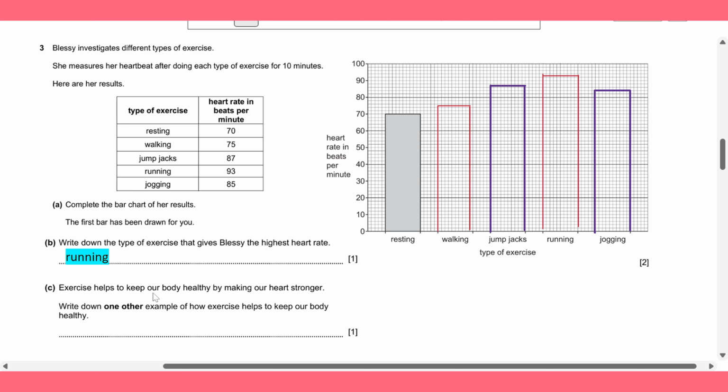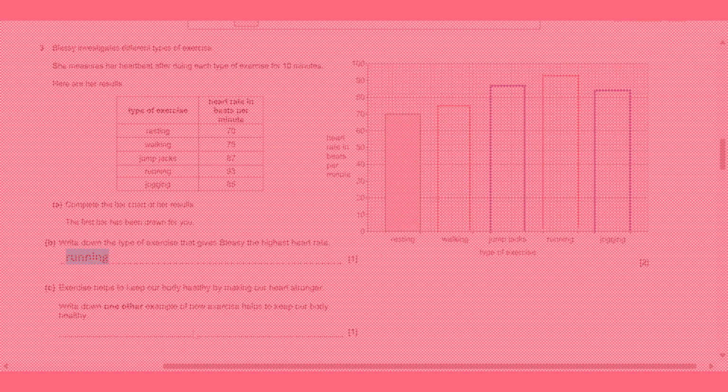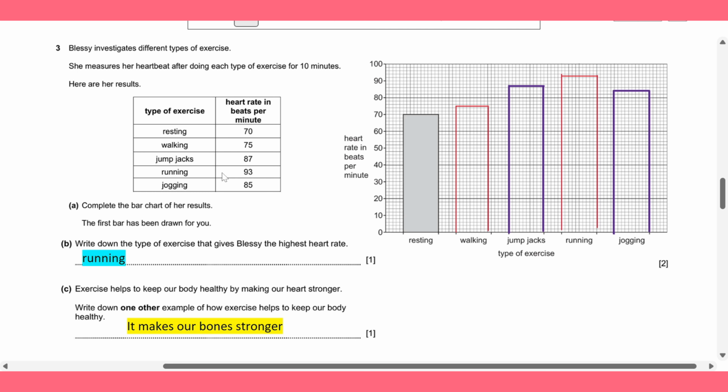Exercise helps keep our body healthy by making our heart stronger. Write down one other example of how exercise helps to keep our body healthy. You got your answer, guys? Let's check it out. Well, guys, it makes our bones stronger. If you have any other answer, you may write in the comment section to help other viewers. Besides bones, you can also mention our muscles stronger, guys.